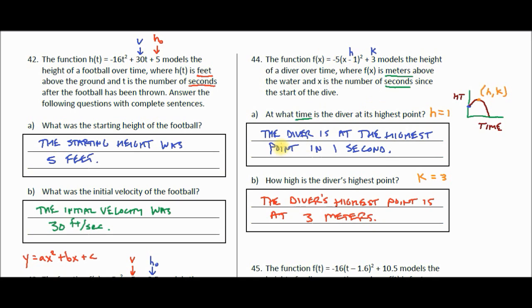So when you're asked for the time at the highest point and the actual highest point, both of those things, class, look at the parabola. That is just your vertex. The vertex is at time, here's the time, which is the h value, I apologize. This is the h value, and the k value determines the height. H and k: h is x, k is the y value. So that's how to answer question number 44.